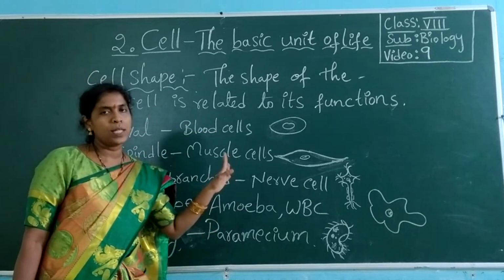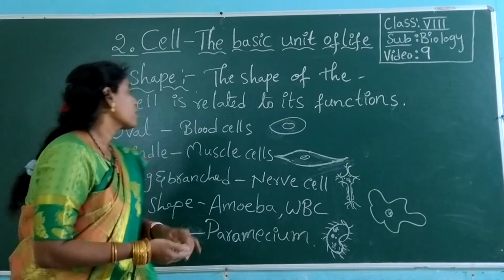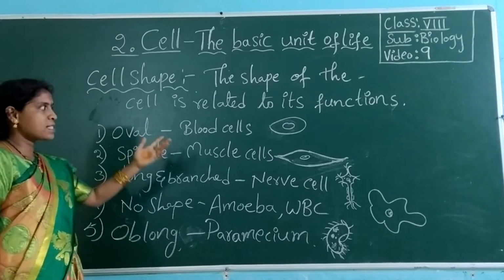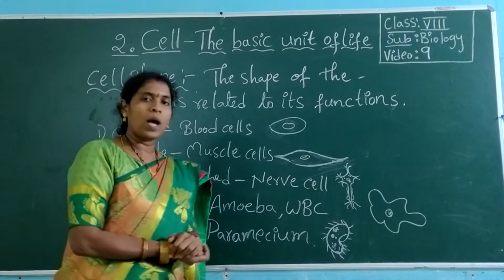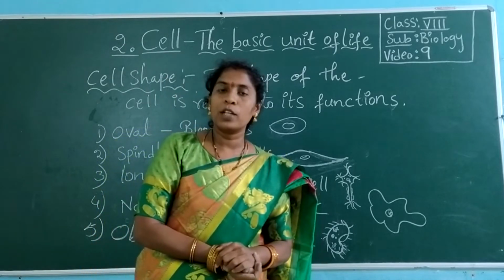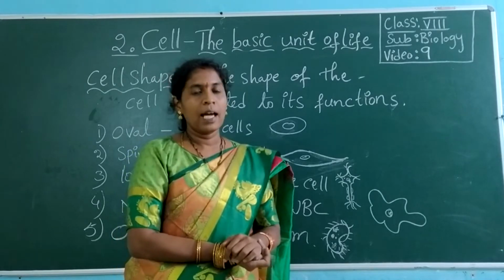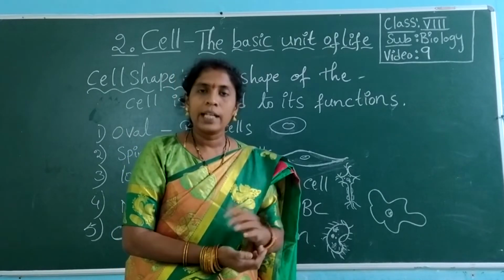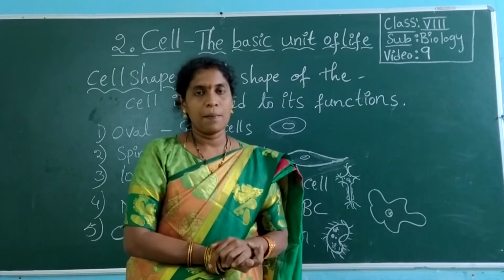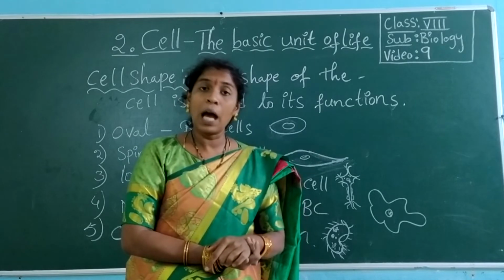How is it related to its function? For example, look at the oval shape. Blood cells are in oval or round shape. What is the function of blood in our body? Blood carries oxygen to different parts of the body, and also carries organic and inorganic materials. And how do they carry and how do they move?